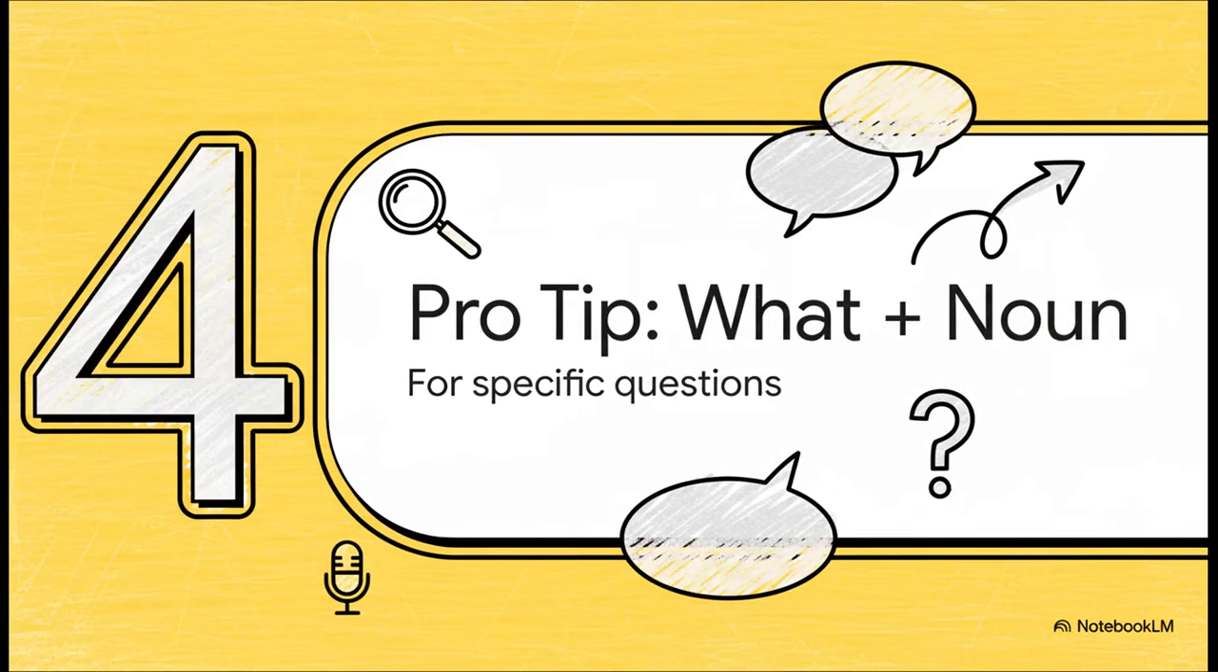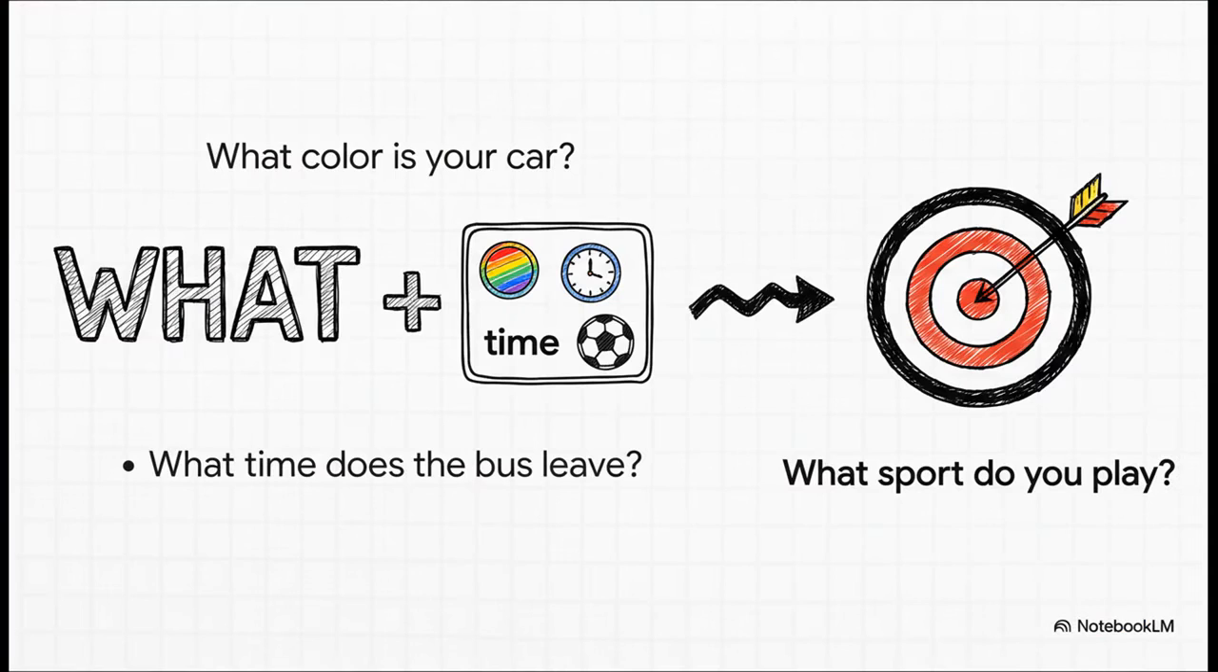Got it? Ready for a pro tip? This is a really cool little trick for asking way more specific questions, and you don't even have to learn a new formula. All you do is stick a noun right after the word what. This lets you zero in on the exact information you need. So instead of just a general question, you can ask something super specific like what color, or what time, or what sport. See how that works? This little combo makes your questions so much more powerful.